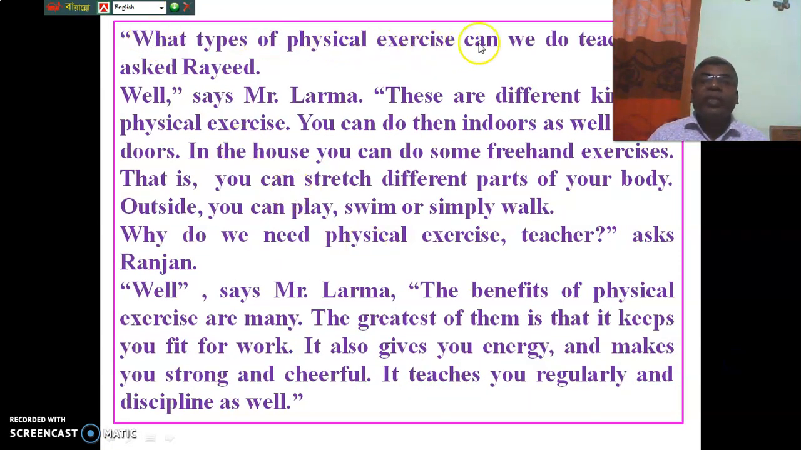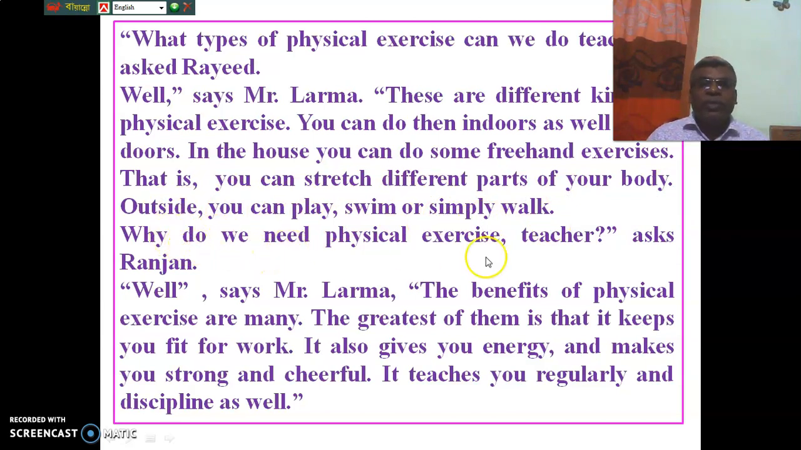What types of physical exercise can we do, teacher? Asked Rita. Well, says Mr. Larma, there are different kinds of physical exercise. You can do them indoors as well as outdoors. In the house, you can do some free hand exercises. That is, you can stretch different parts of your body. Outside, you can play, swim, or simply walk.